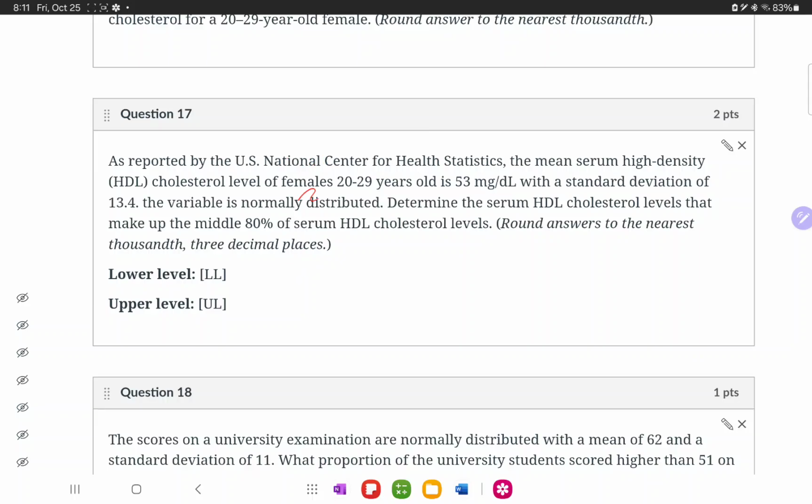answering this problem. It says here, as reported by the U.S. National Center for Health Statistics, the mean serum high density HDL cholesterol level of females 20 to 29 years old is 53 milligrams per DL with a standard deviation of 13.4. The variable is normally distributed. Determine the serum HDL cholesterol levels that make up the middle 80% of serum HDL cholesterol levels.